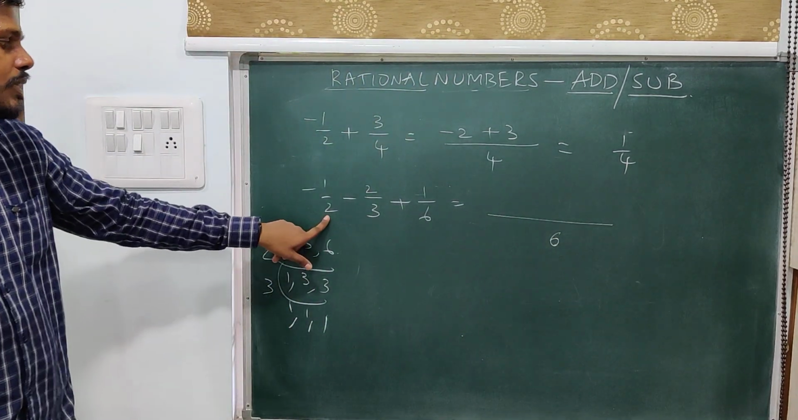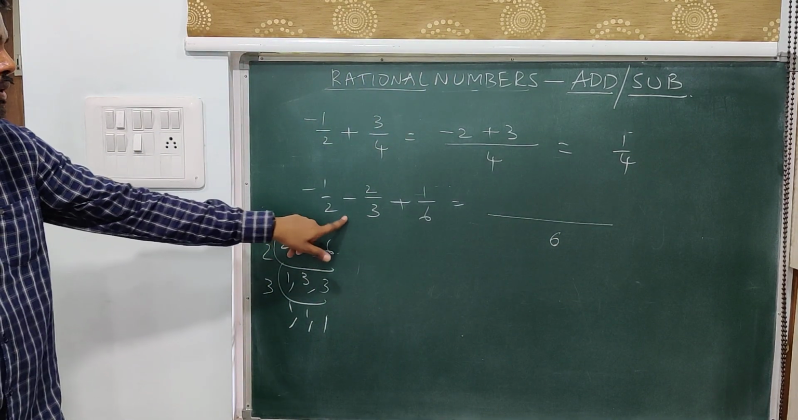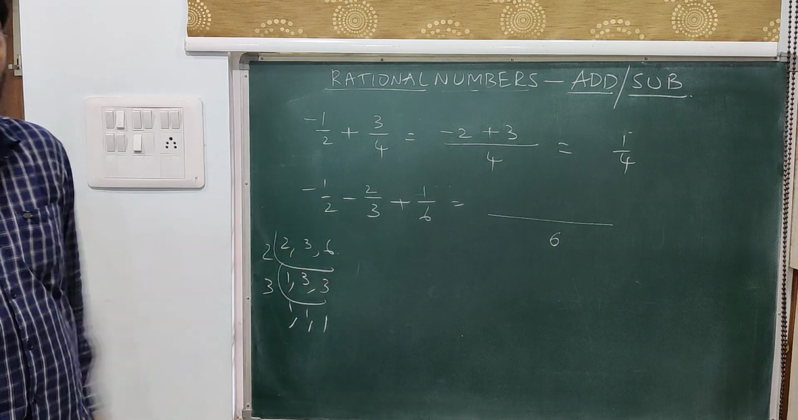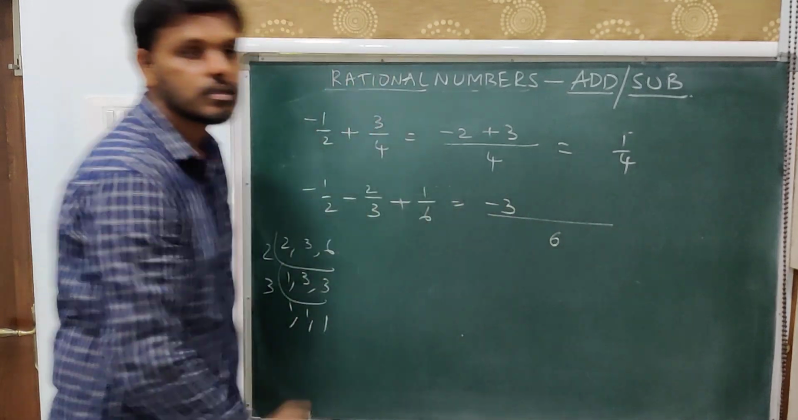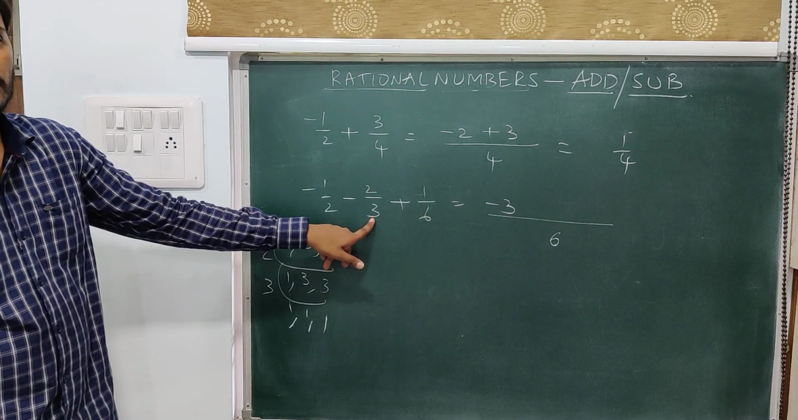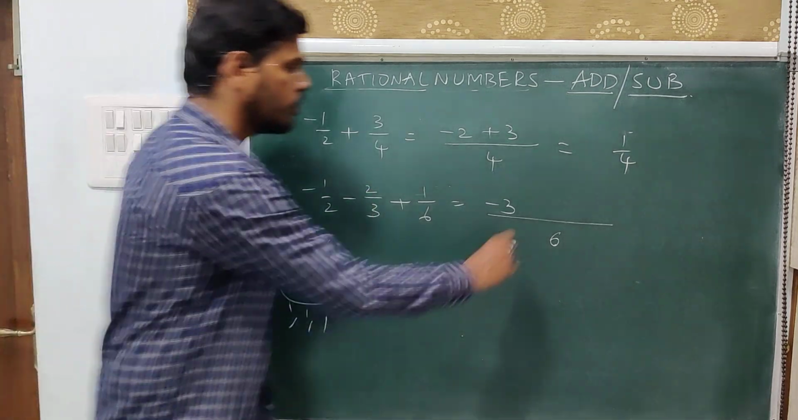Now think of what should be multiplied to 2 to get 6. 2 3s are 6 and the same number should be multiplied to the numerator. 1 into 3 gives you 3. So that is minus 3. Next. Again, think of what number should be multiplied to 3 to get 6. 3 2s are 6.